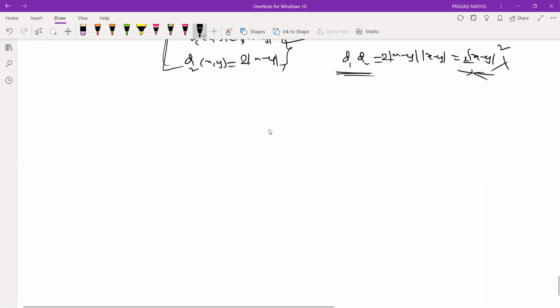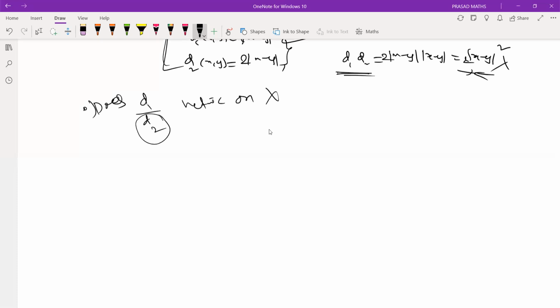Yes sir. Okay, so the fourth one: what about the quotient d1 by d2? If d1 is a metric and d2 is a metric, does it mean that the quotient is a metric? No sir, because it is not meaningful. In fact it is not meaningful because d2 can be 0. Therefore it is not a metric. Understand?